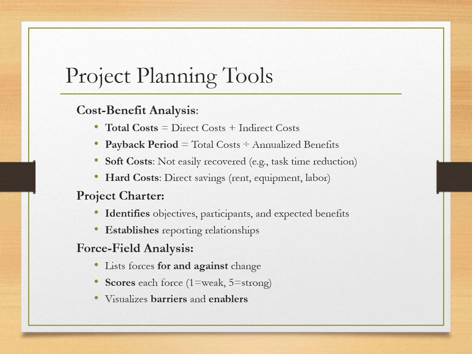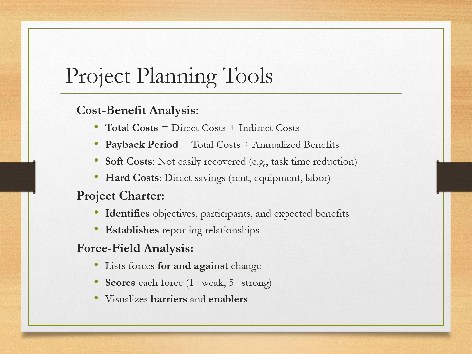Now let's get into the practical tools that will help us actually manage projects effectively. Cost-benefit analysis helps us determine if a project is worth doing. We calculate total costs by adding direct costs like material and labor plus indirect costs like training time or temporary productivity losses. Then we figure out the payback period, which means how long until the benefit covers your cost. So the formula is total cost divided by the annualized benefits.